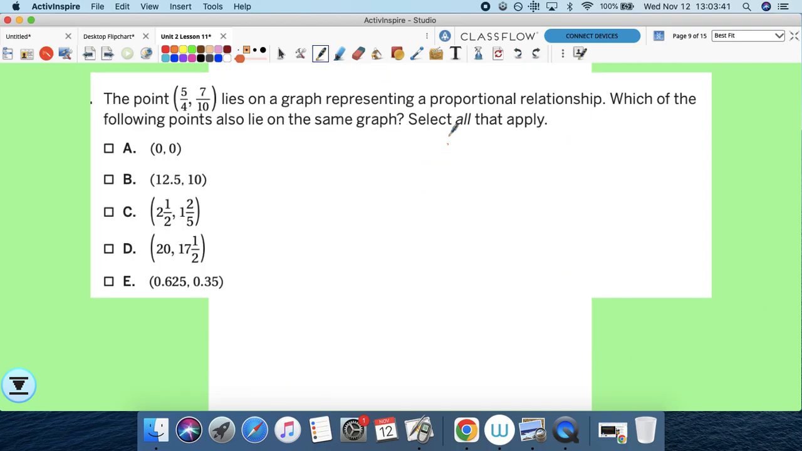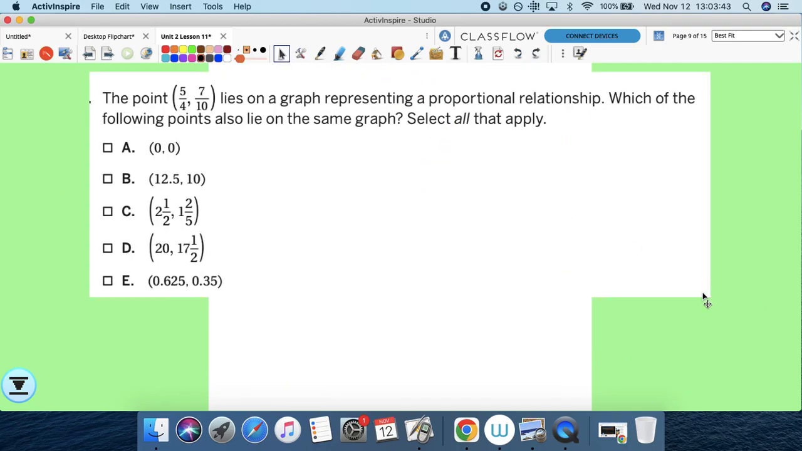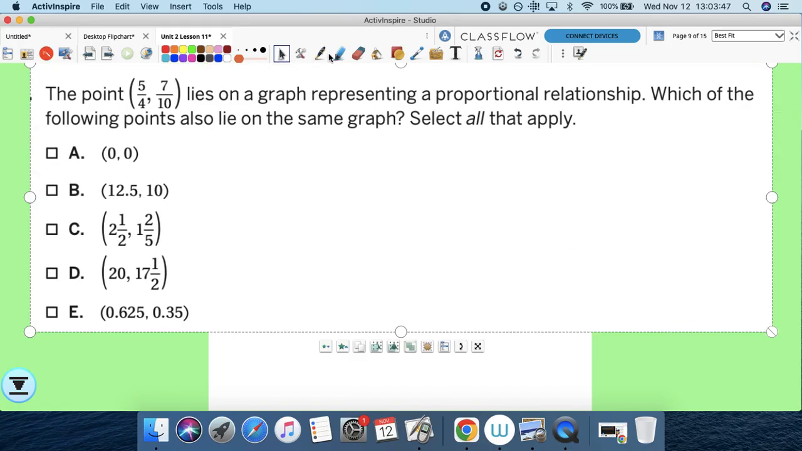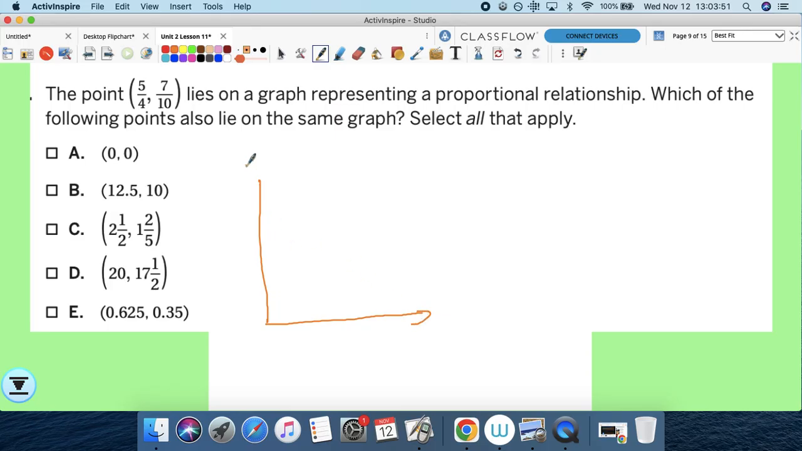Next one. Okay, so this did give some of you a little hard time. There is a graph, and on this graph, there's a point. Well, first of all, it's proportional. So it's proportional, I know two things. A, it's going to be a straight line. B, it's going to go through 0, 0. Right? And there's a point right here, 5/4, comma 7/10.